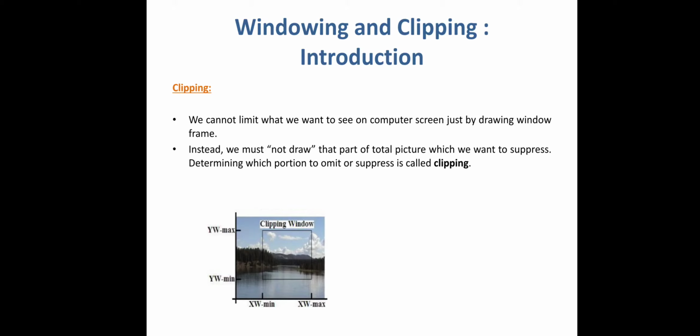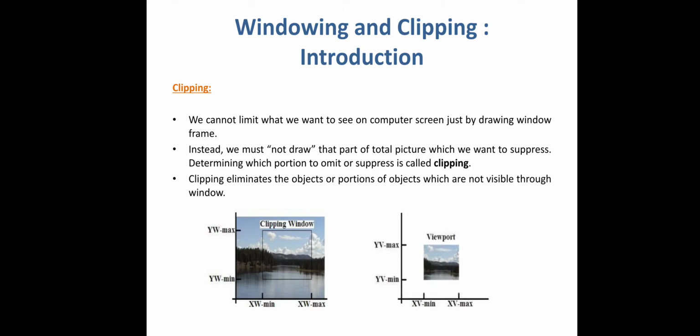So, we have seen two different terms here, windowing and clipping. Whenever I want to clip this particular part of this window, the image will be like this. Only this part is visible from that particular window. So, these are the concepts of windowing and clipping. Now, we are going to see the different viewing transformations we can apply on that particular object or scene.